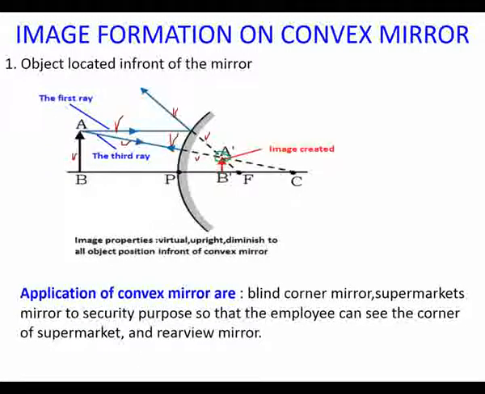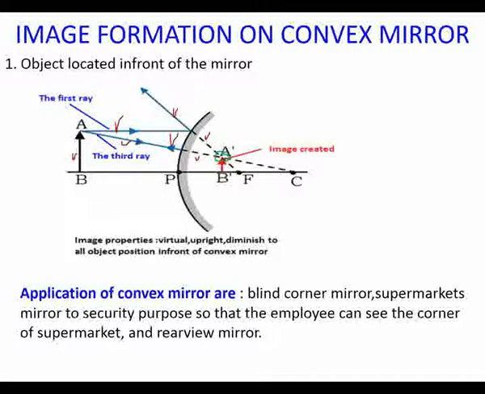After we learn about image formation on convex mirror, where the object is just located in front of the mirror, now we will learn the application of convex mirror. There are three applications of convex mirror in here. First is blind corner mirror.